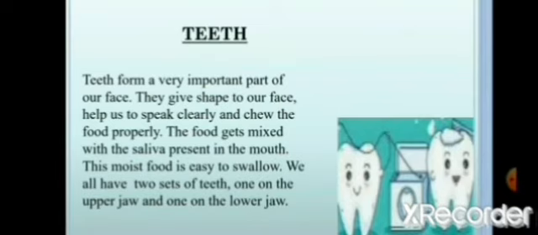Teeth. Teeth give shape to our face and make our speech clear. They help us to chew our food properly so that food can be digested easily. All human beings have two types of teeth. They are permanent teeth and temporary teeth. We all have two sets of teeth, one on the upper jaw and one on the lower jaw.